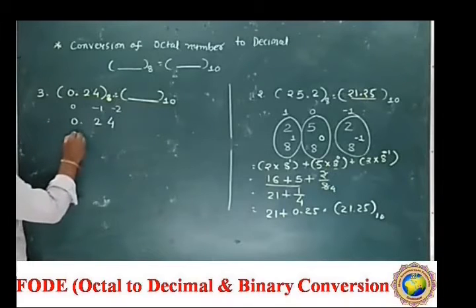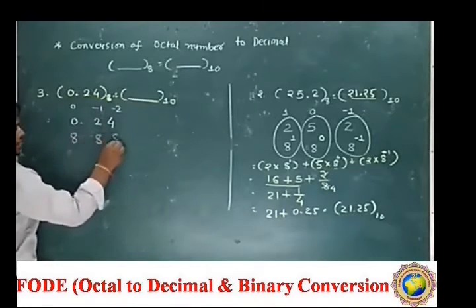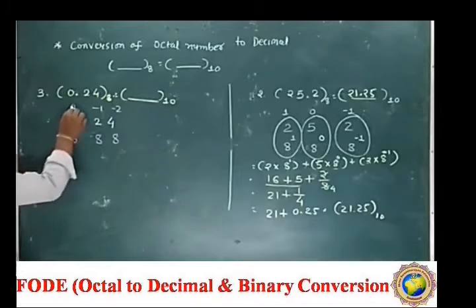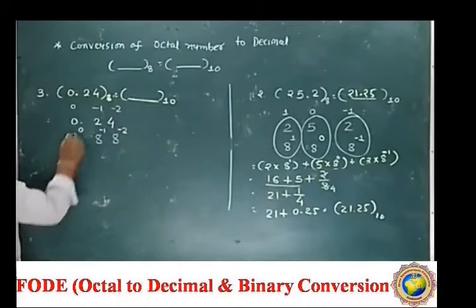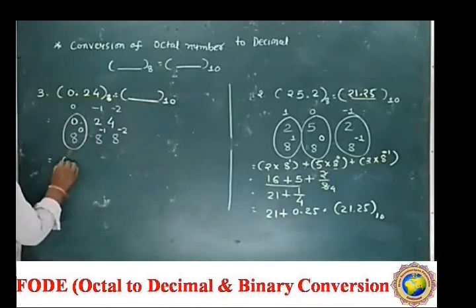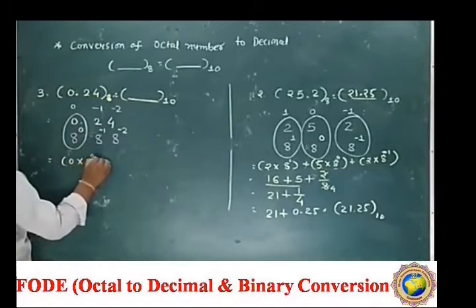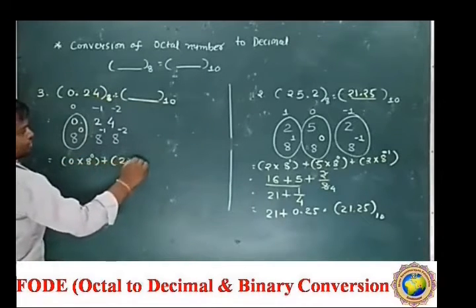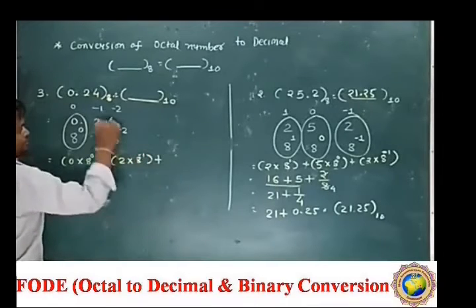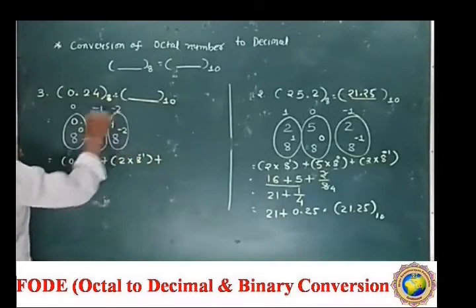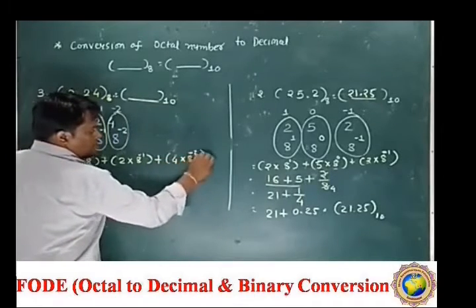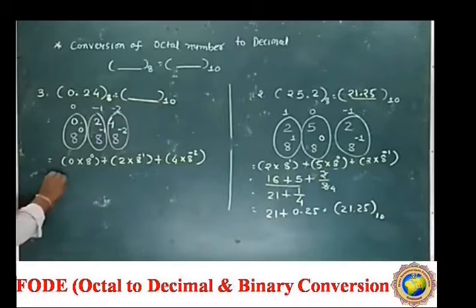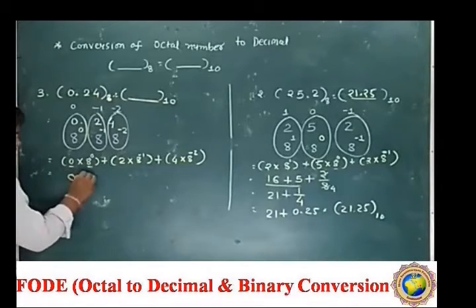Then put 8, 8, 8. Then place these digits in the power. So it's 8 raised to 0, 8 raised to -1, 8 raised to -2. Now multiply these digits. So 0 into 8 raised to 0 plus 2 into 8 raised to -1 plus 4 into 8 raised to -2. It is multiplied with 0, so it is 0.